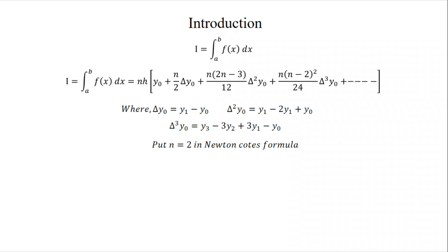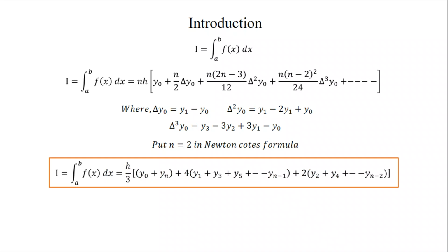and all the delta values, delta, delta square and delta cube y0, in the Newton-Cotes formula, we get the Simpson's 1/3 formula. So integration a to b f of x dx is equal to h by 3 into bracket: after simplification and putting in all the values, the first and last terms y0 plus yn, plus 4 into (y1 plus y3 plus y5 up to yn minus 1), plus 2 into (y2 plus y4 plus y6 up to yn minus 2). So this is the Simpson's 1/3 rule formula.